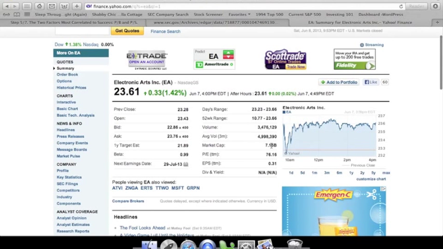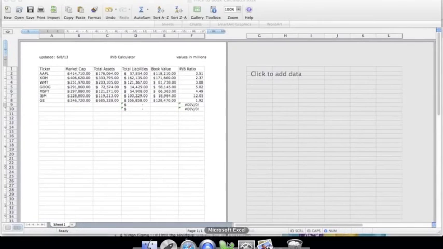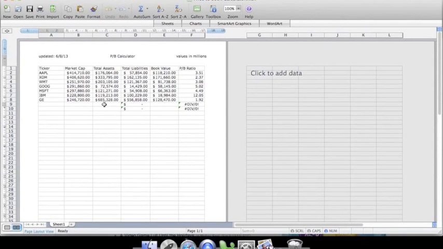We see here it's 7.15 billion. I made a calculator just like I did with the previous video with PE ratio, and this one will calculate everything for us, make it nice and easy.